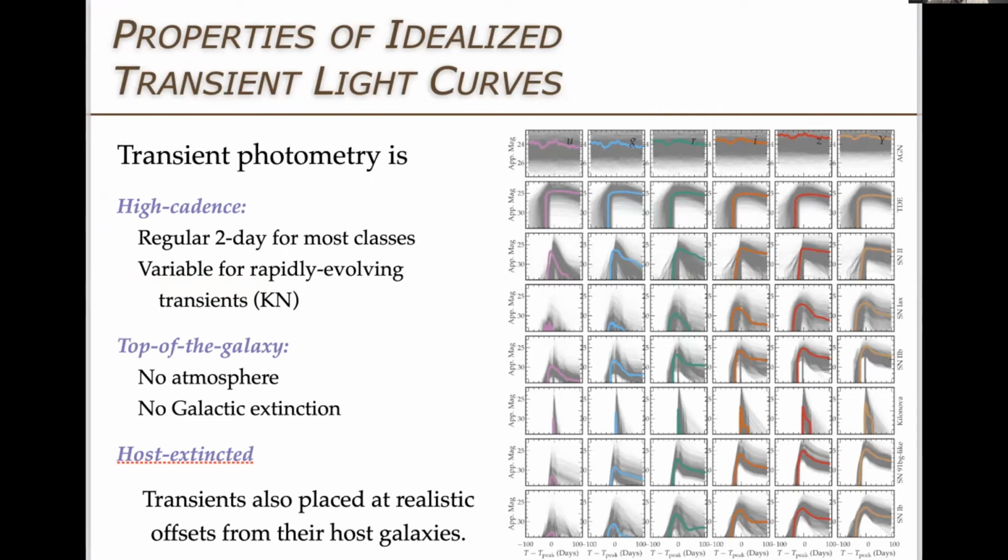These data points are also meant to be top of the galaxy, so we don't simulate any Milky Way extinction or any atmospheric effects, but we do include host galaxy extinction such that effects of upcoming surveys can then be placed on top of this catalog to simulate synthetic observations for a variety of different upcoming surveys.